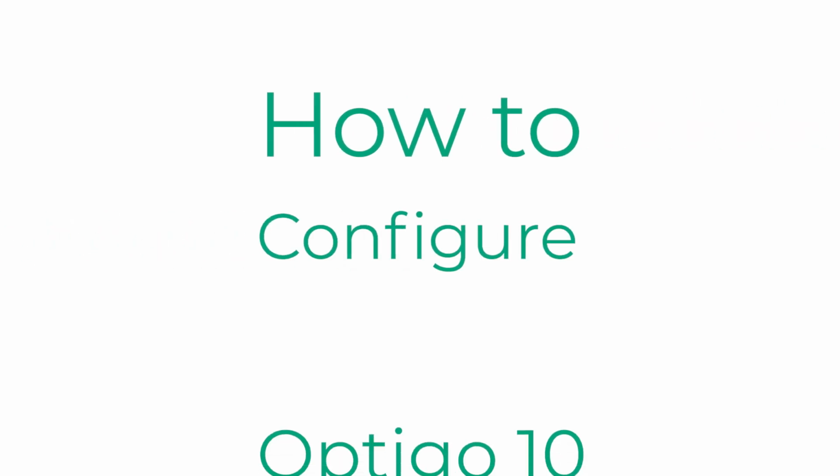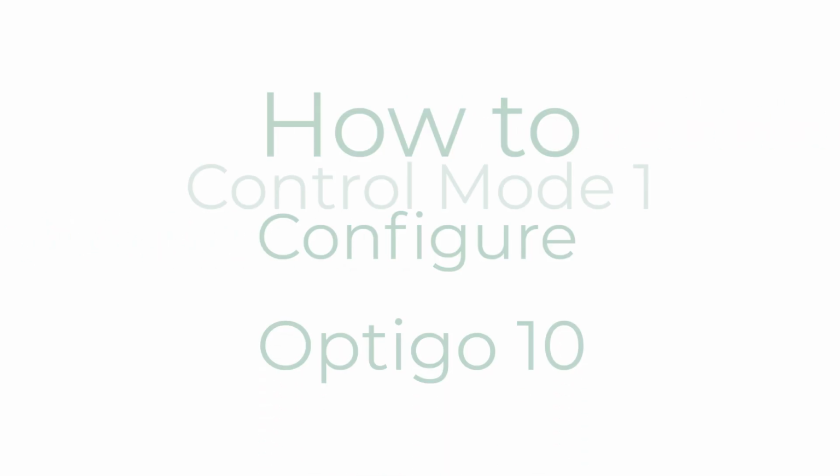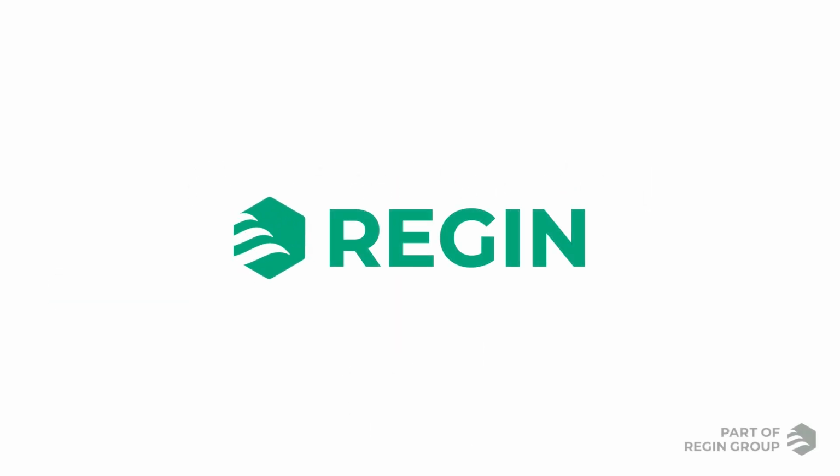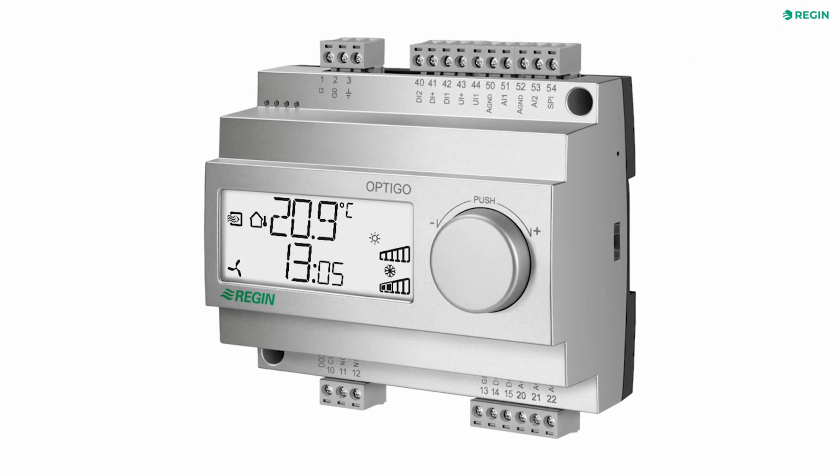How to configure the Optigo 10. Control Mode 1 – Supply Air Temperature Control. Welcome to Regin Academy. In this video, you will learn how to set up the first of the 5 available control modes on the Optigo 10.